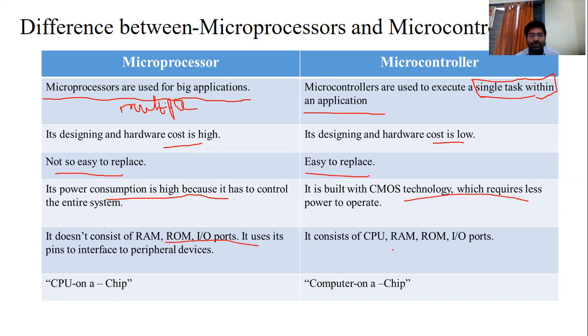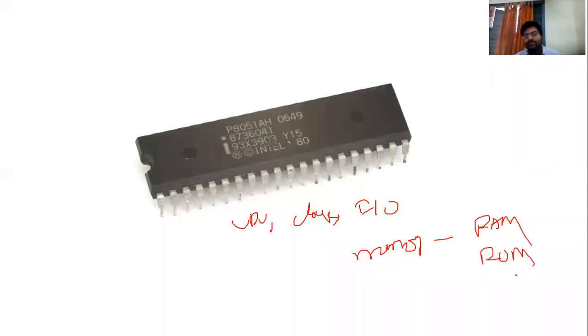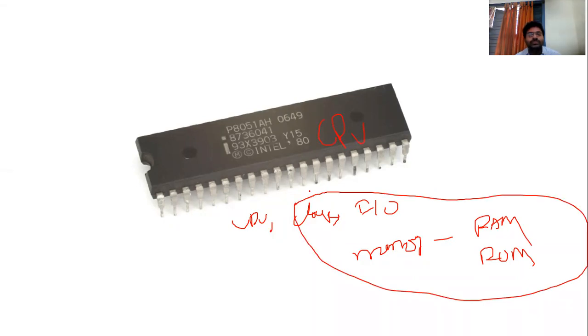The microprocessor doesn't have RAM, ROM and IO ports, but the microcontroller has the CPU, RAM, ROM and IO ports. So a microprocessor can be called a CPU on a chip, and a microcontroller can be called a computer on a chip. This is the microcontroller, and the entire thing is available. It has the CPU, the clock, the IO ports, and the memory. Memory is nothing but RAM and ROM, random access memory and read-only memory. In microprocessors the chip has only the CPU, so the remaining parts are not available. Without connecting the clock, RAM and ROM memory, the microprocessor is not working.